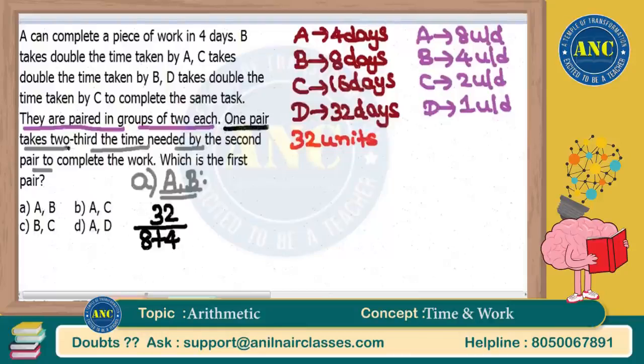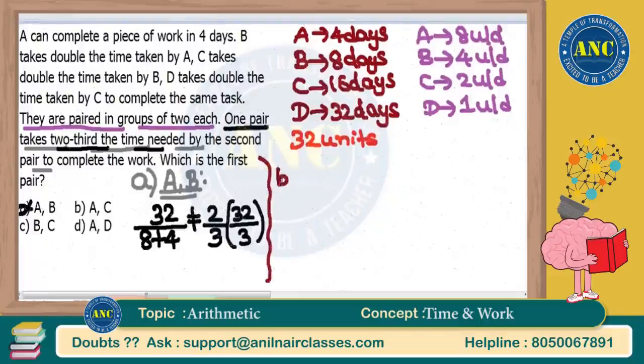They are saying that this is the first pair. First pair is 2/3 the time taken by the second pair. Check whether this is equal to 2/3 the time taken by the other 2 people, C and D. So this is 32 divided by C plus D, which is 2 plus 1, 3. Are they equal? 32 by 12 is not equal to 2 by 3 of 32 by 3. First option is ruled out. Like that you can solve questions very, very fast by using answer options.